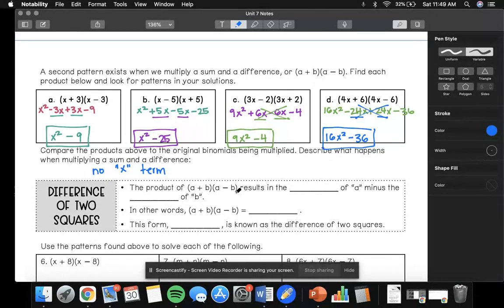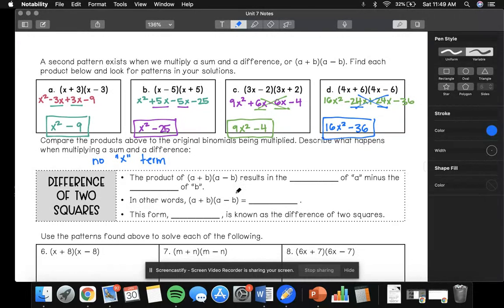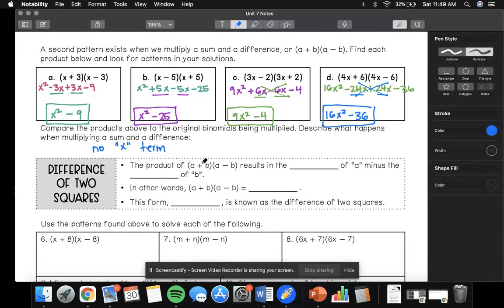Okay, so this is called the difference of two squares. So we have these squares, we have adding and we have subtracting. Okay, what happens is it results in the square of A minus the square of B.